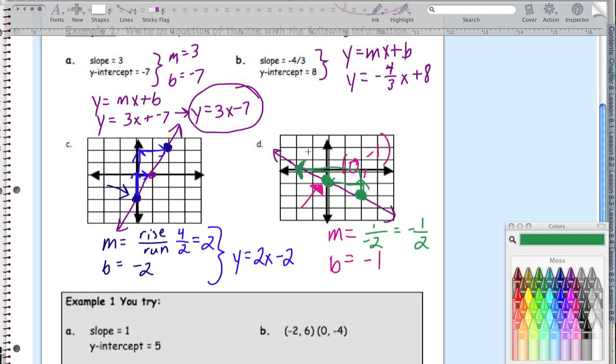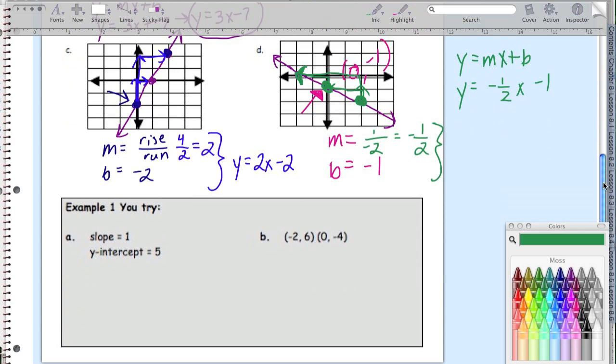Okay? So let's go ahead and write our equation. It's going to end up being y equals, based off the original, mx plus b, y equals -1/2 x minus 1, because my slope is -1/2, my y-intercept's -1. Alright, let's do the u-try. Keeping in mind this is our root equation, the slope-intercept form. When I have our slope given and y-intercept, I can just substitute the values in. And my answer becomes y equals x plus 5. Slope is 1, y-intercept's 5. You're done.